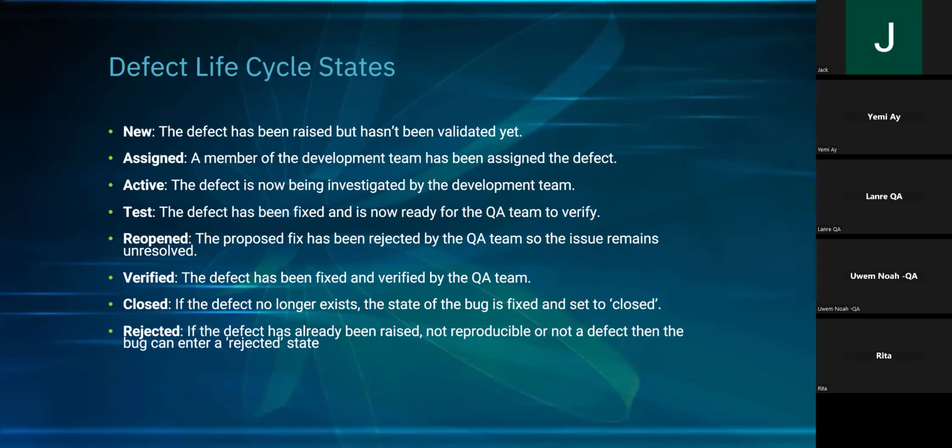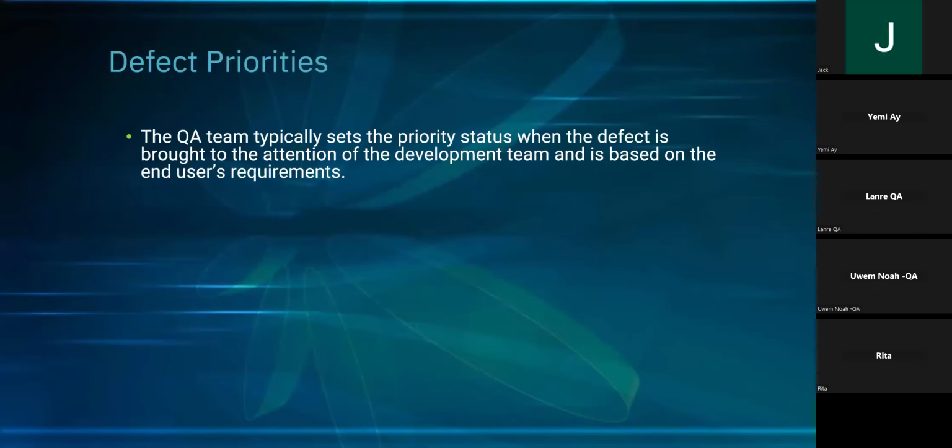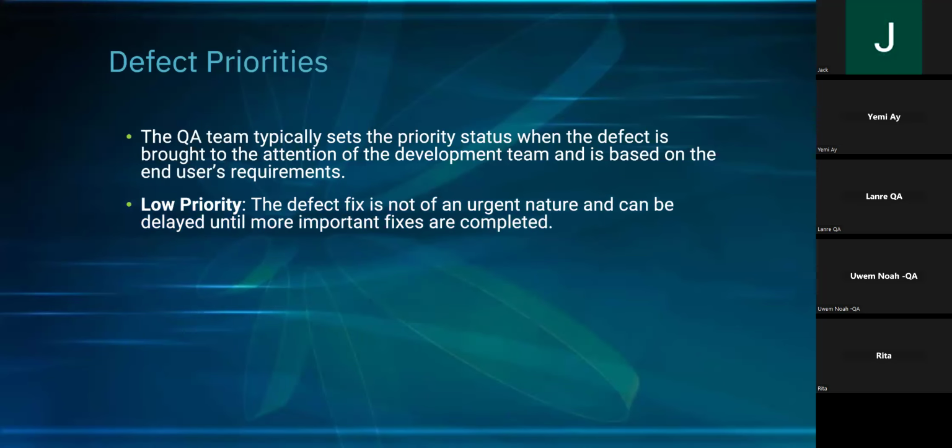Rejected: if the defect has already been raised, is not reproducible, or is not a defect, then the bug can be entered in a rejected state. Deferred: this is when the bug has been prioritized for the next release. So those are just the states. Defect priority: QA typically sets priority status when the defect is brought to the attention of the development team, and it is based on the user's requirements.